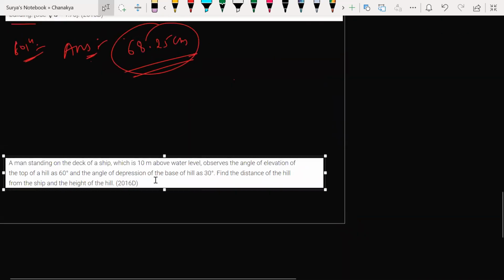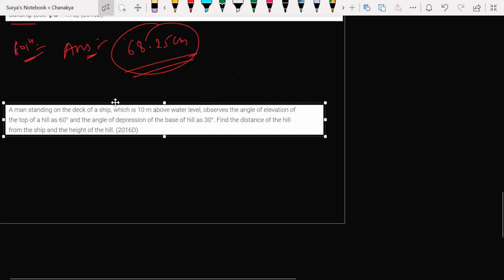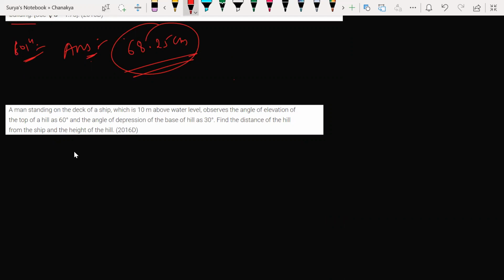Sir, just note down my answer for that. Man standing on the deck of a ship question. Okay, tell me. Sir, I got the distance between the man and the hill as 30 meter and the height of the hill as 40 meter. Height of the hill is correct, but the distance is wrong. Okay. Check it once.